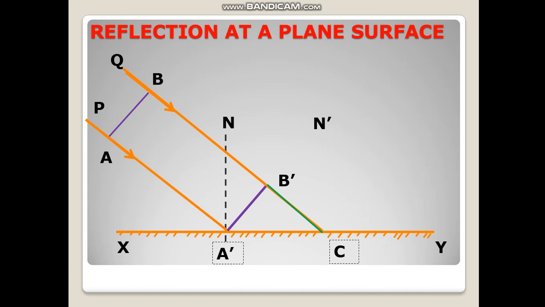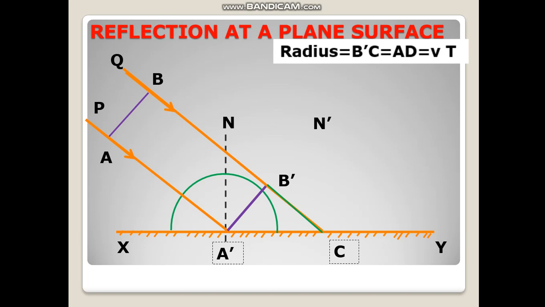Now let us take B dash C as the radius, that is equal to A dash D, which is velocity into time. So B dash C, the distance, is v into t. Distance is velocity into time. Now we have drawn a wavelet using this radius. The next step, according to Huygens principle, is to draw a tangent to the wavelet. So we draw a tangent.